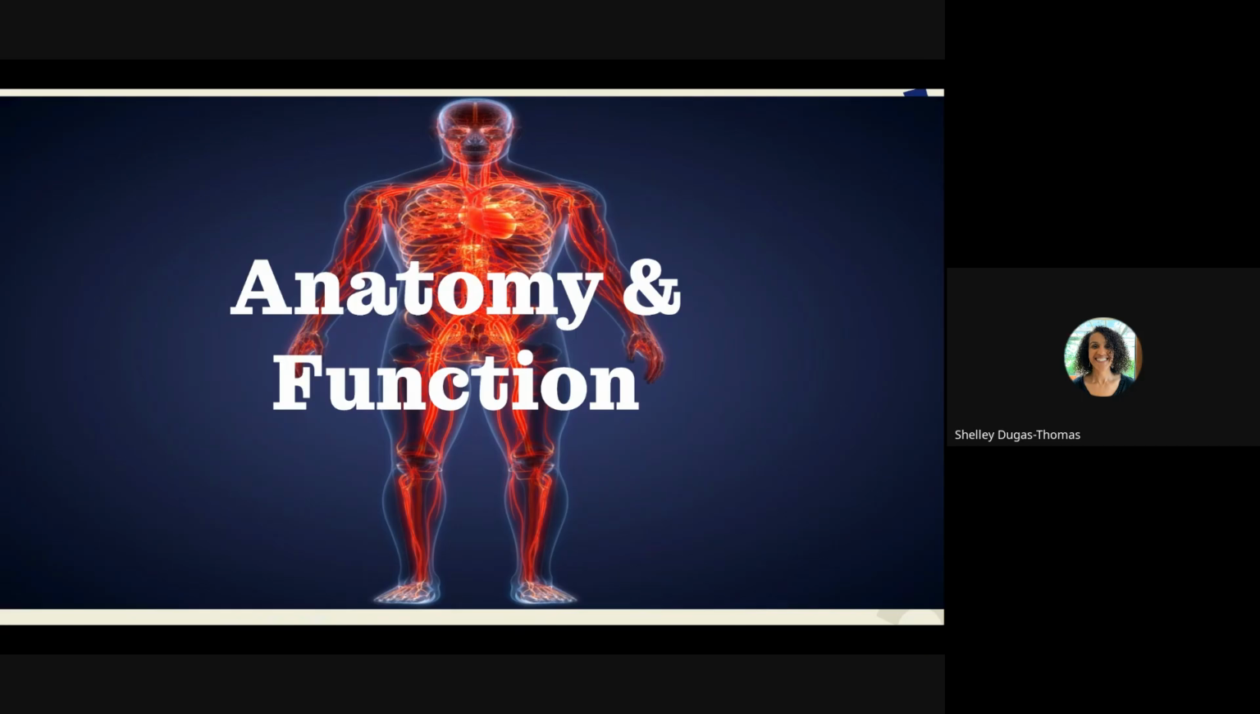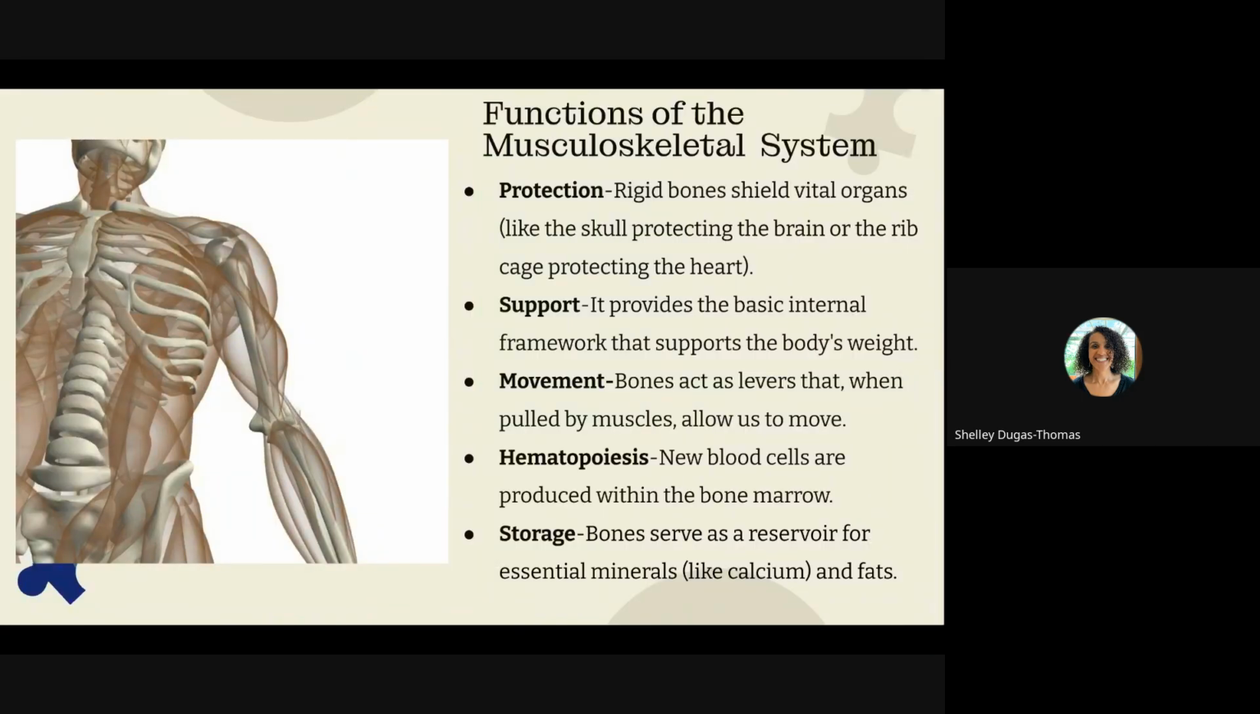So let's jump right into the anatomy and function. Before we look at the words, let's look at this system. Beyond protection, support, and movement, there are two functions students may forget, and that is hematopoiesis and storage. Let's break down hematopoiesis. Hemato means blood. The suffix poiesis means formation or production. So it literally translates into the production of blood cells, and this occurs in the red bone marrow.